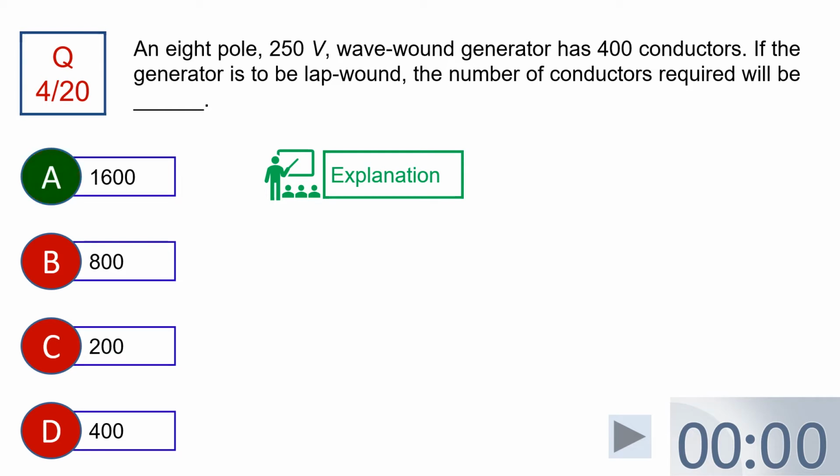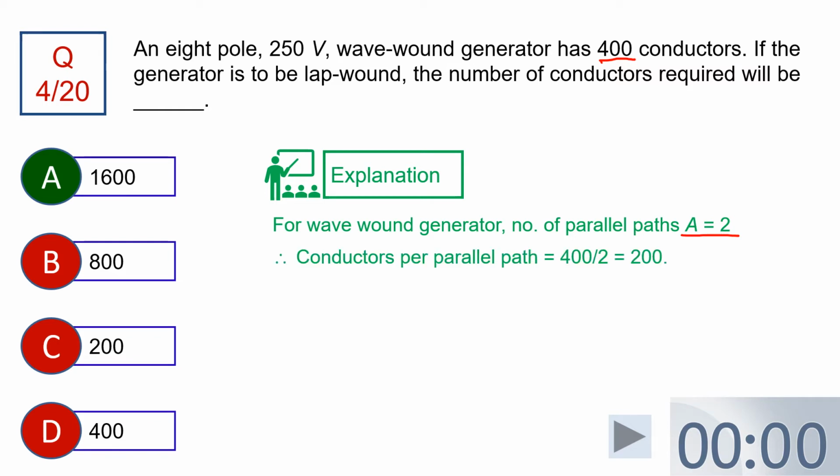Correct answer is option A. So here it is given that number of poles P, it is equal to 8 and the generator is wave wound. Now in case of wave wound generator, you know that number of parallel paths A is equal to 2. Now the total number of armature conductors are 400 and number of parallel paths is equal to 2, and therefore number of conductors in one parallel path, it must be equal to 400 upon 2, which is 200. So in one path there are 200 conductors.